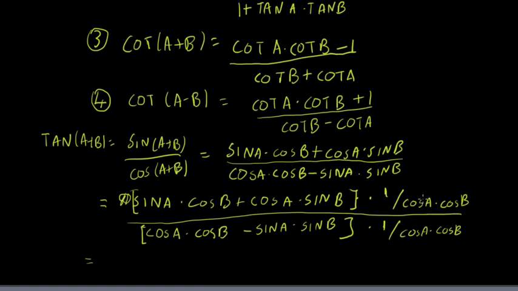So sine A cosine B divided by cosine A cosine B. The cosine B's cancel, and sine A over cosine A is tangent of A. This second term, cosine of A sine B times 1 over cosine of A cosine B, or you can think of it as divided by cosine A cosine B. The cosine A's cancel. You're left with sine B over cosine B, which is tangent of B. So plus tangent of B.